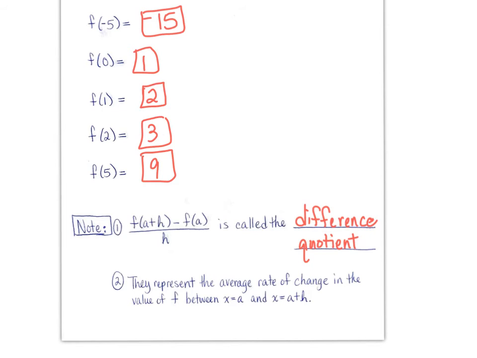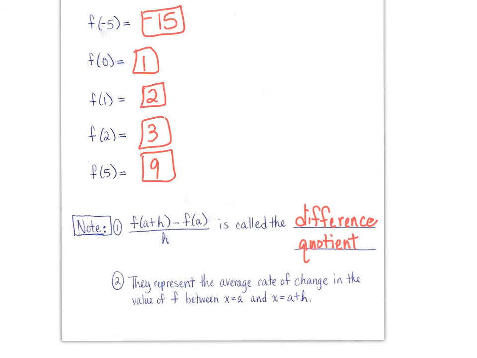Difference quotients represent the average rate of change in the value of f between x equals a and x equals a plus h. Remember the net change whenever you change from, say, 1 to 3? You take the 3 and substitute it into your function first, and you do f of 3 minus f of 1. It's the same idea, except here we're going from a to a plus h. So you substitute in the a plus h first.